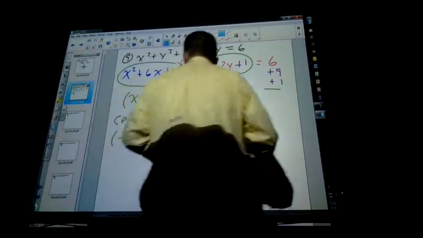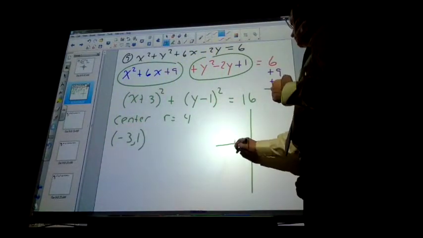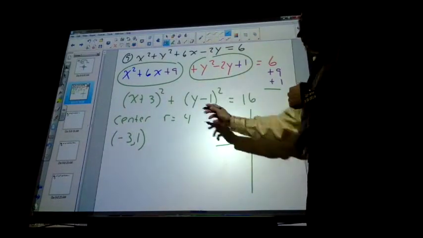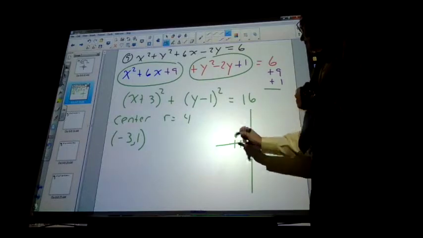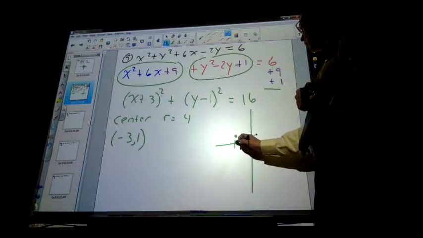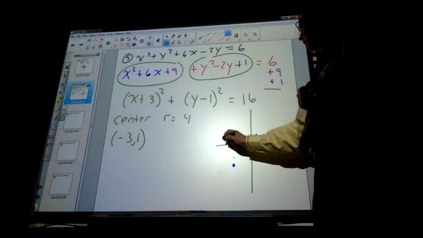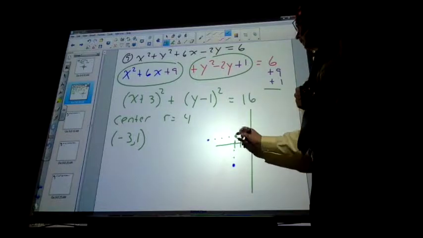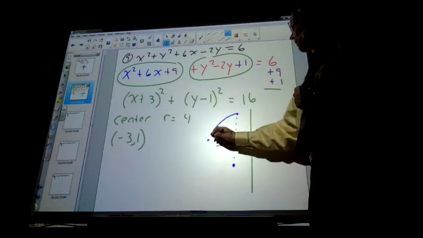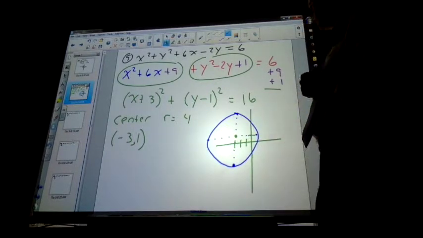If you were to graph this on an xy axis, you've got negative 3 and 1. And then from that point, I'm going to go, God bless you, 4 in each direction. So I go 1, 2, 3, and 4. And then 4 up, 1, 2, 3, and 4. Let's just pretend I can actually draw a circle.